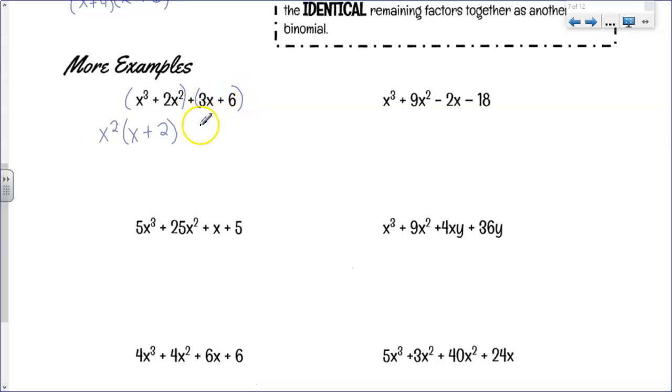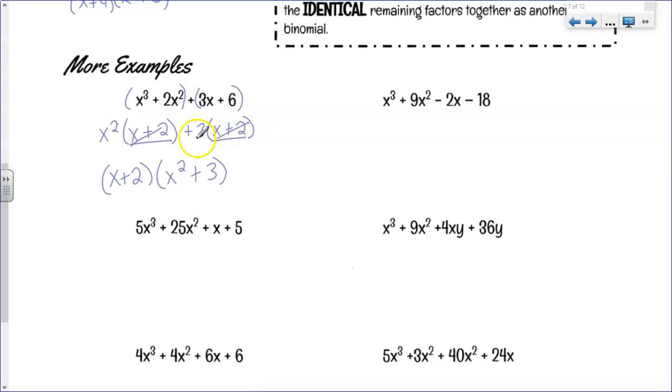Then we look at the next group and ask ourselves, what can go into 3 and 6? That's a 3. I am dividing. 3 divided by 3 is 1, so that's 1x. 6 divided by 3 is 2. Now I'm still trying to see what they have in common. This one has an x plus 2, and this has an x plus 2. I'm going to write that down, because that's my common factor now. Mark it out, and then write down the remainder. Again, I can check it by doing the box method or distributive property, and I should get the same answer.